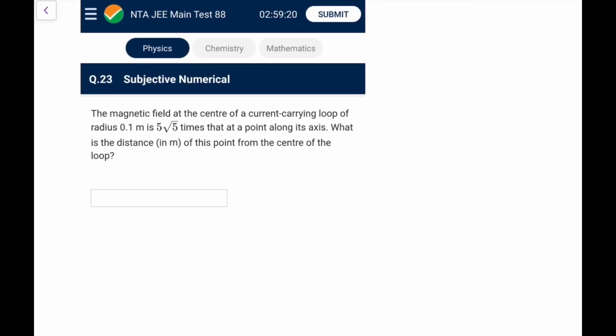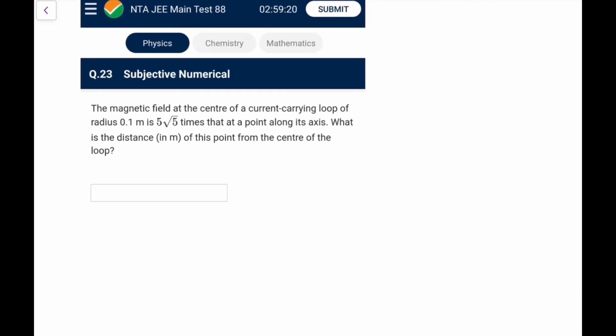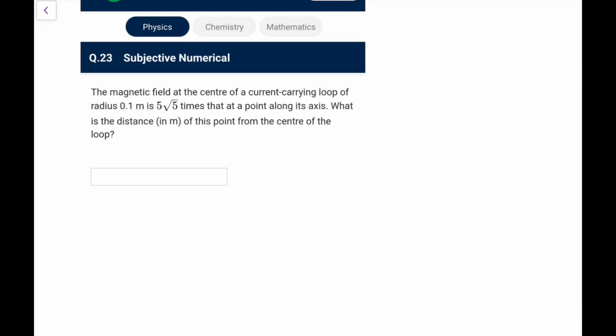Next, the magnetic field at the center of a current carrying loop of radius 0.1 meter is 5 root 5 times at a point along its axis. What is the distance from the center? So at the center, the field is mu naught I by 2r, and this is 5 root 5 times at an axial point. The axial point field you say is mu naught I r square upon 2 into r square plus x square to the power 3 by 2.